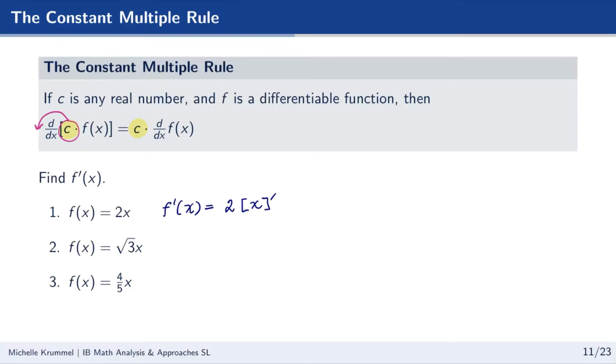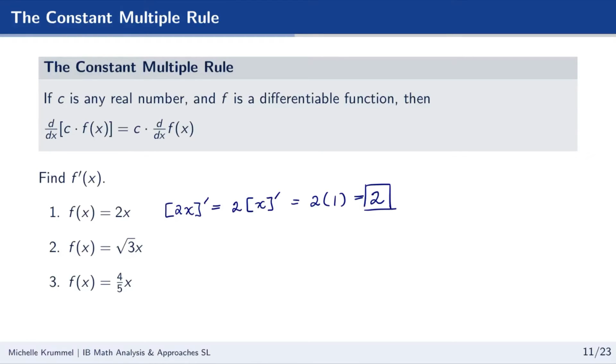In fact, let me write it like this. The derivative of 2x equals 2 times the derivative of x. Like that. So we can take the derivative of the function part and then multiply the answer by the constant multiple. The derivative of x is 1. So this is just equal to 2 times 1, or 2.